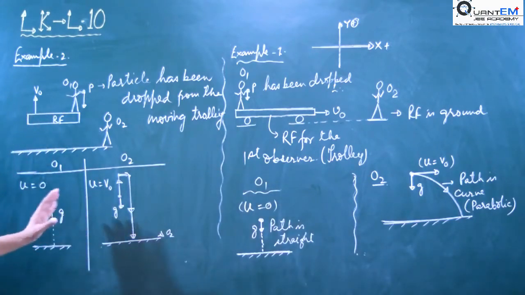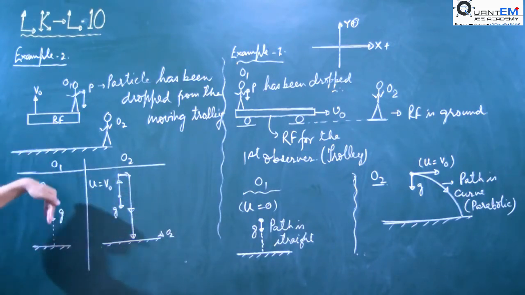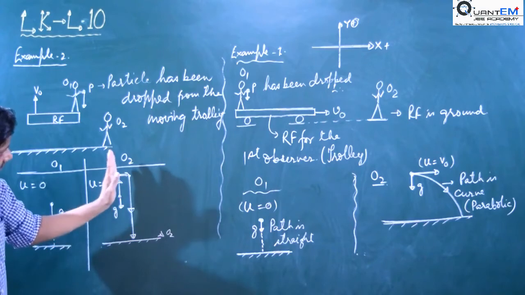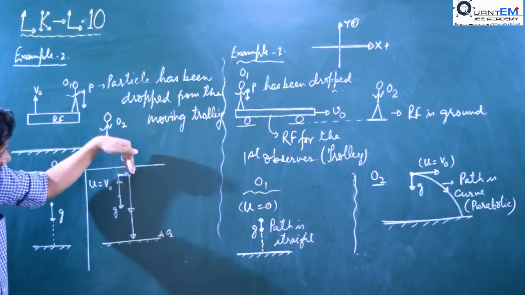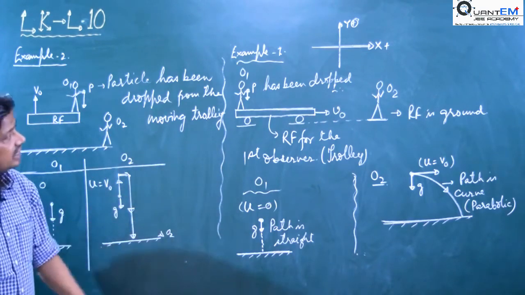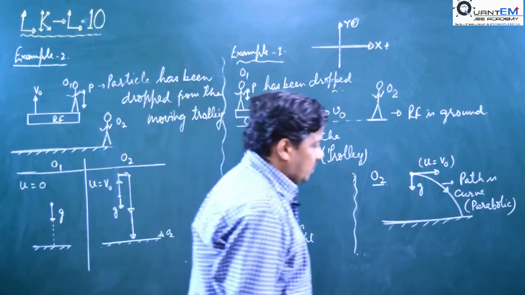So for these two observers, the nature of the paths is different. It is straight down for one, while for the other it is firstly coming in the upward direction, then going in the downward direction. We come to one more example.